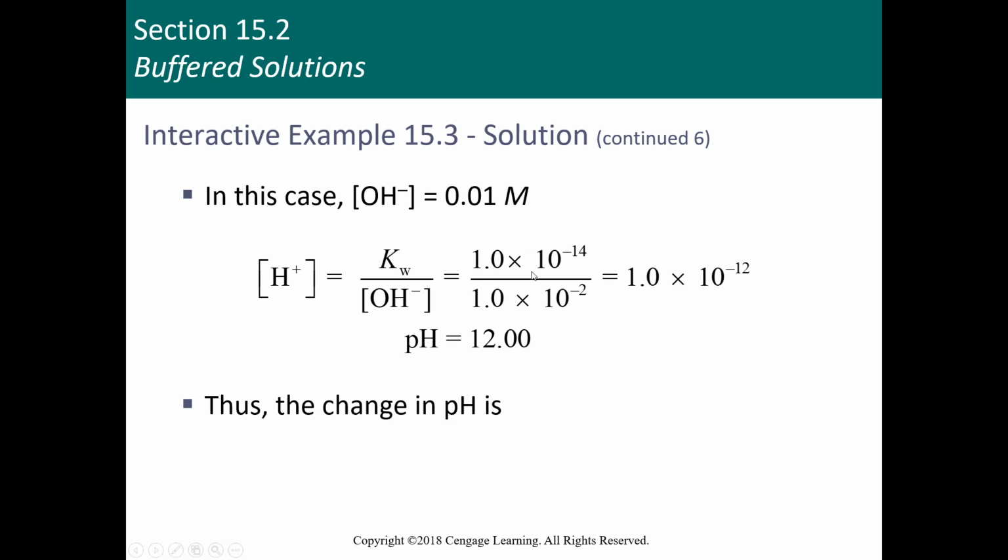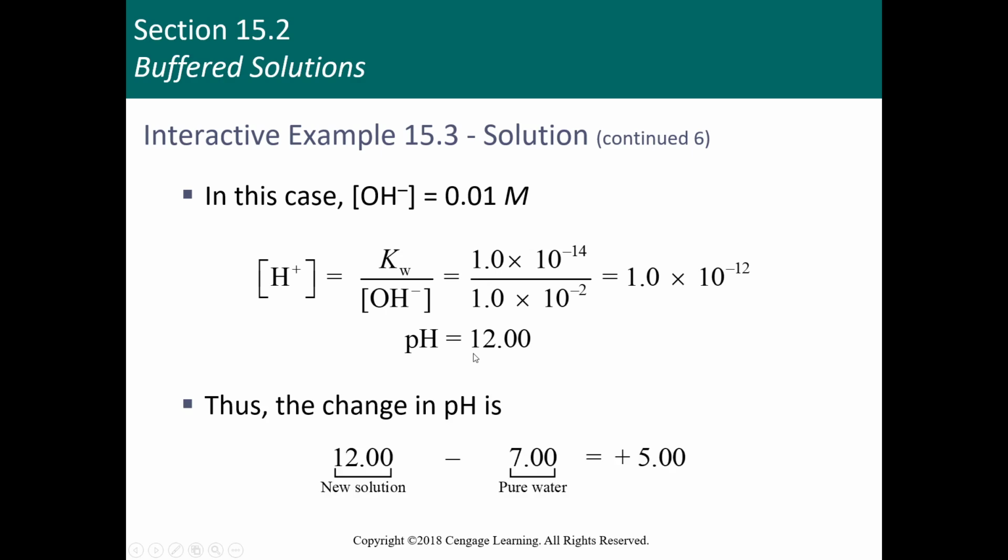So when we do that, here's our value of Kw, 10 to the negative 14, divided by 0.01, which you can also write as 10 to the negative 2. And so this is just that concentration of OH minus. We do the math, and we find out the number is 10 to the negative 12. Now, if we want to get the pH, we're going to take the negative log of that value. And so the negative log of that is going to be pH 12.